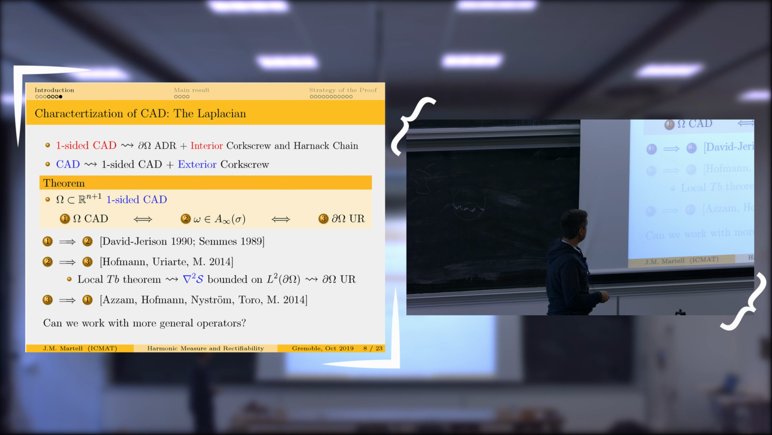All right, so how is this proof? The proof: 1 implies 2 was the result that I put before, by David Jerison and Kenig, and for 2 equals 3, that was a result in 2014 by Steve Hofmann, Ignacio Uriarte-Tuero, and myself. So what we used was to apply a local T(b) theorem to show that this operator, remember that I put before, that characterizes uniform rectifiability, is bounded on L2.